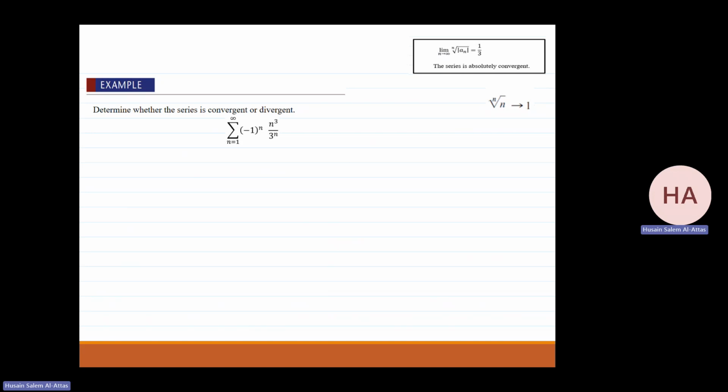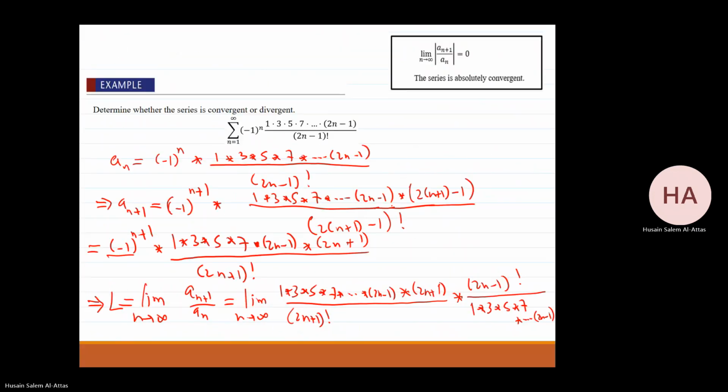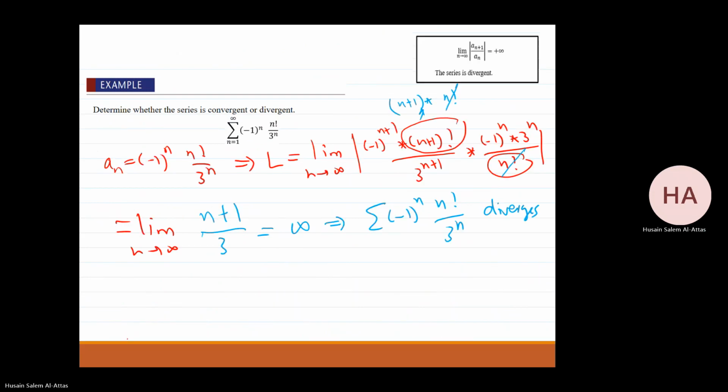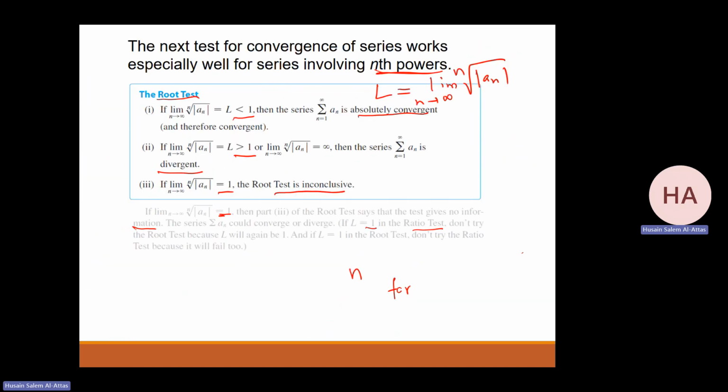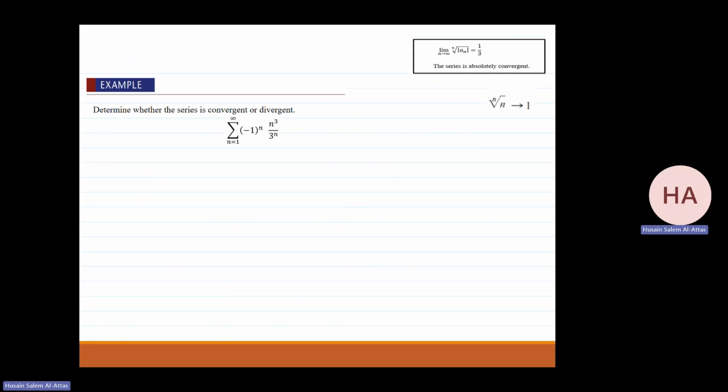Don't forget this one we did before. And we know it converges absolutely. That means both tests should give me the same answer. So let me do the root test. It will be L, the nth root of the absolute value of a_n. This absolute value will kill the -1. That will be n cubed over 3 to the power n.